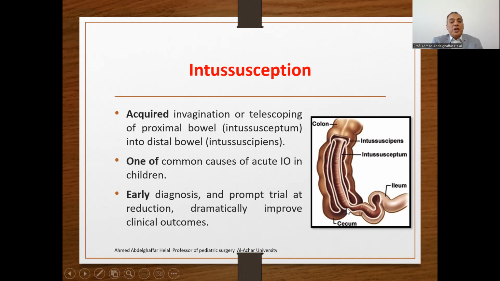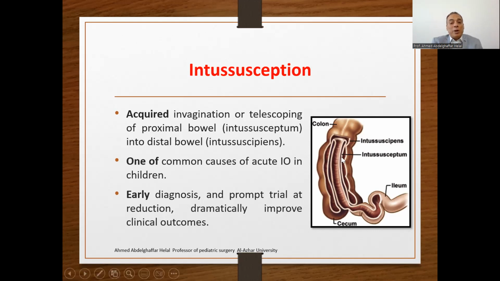As you see in this picture, the proximal bowel, the terminal ileum or the ileocecal part, is telescoped into the cecum, and folded upon itself inside the distal bowel. So this telescoping or invagination is called intussusception.